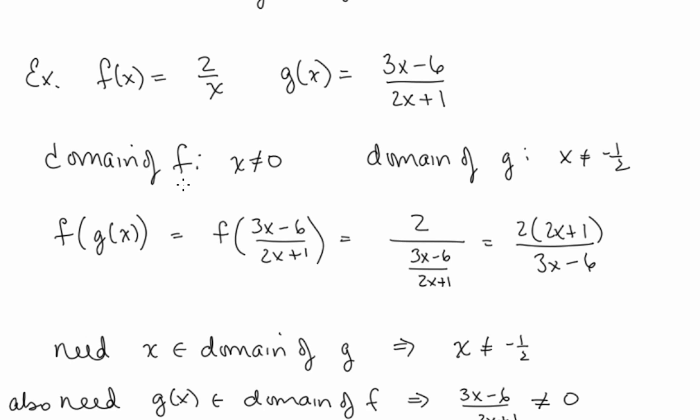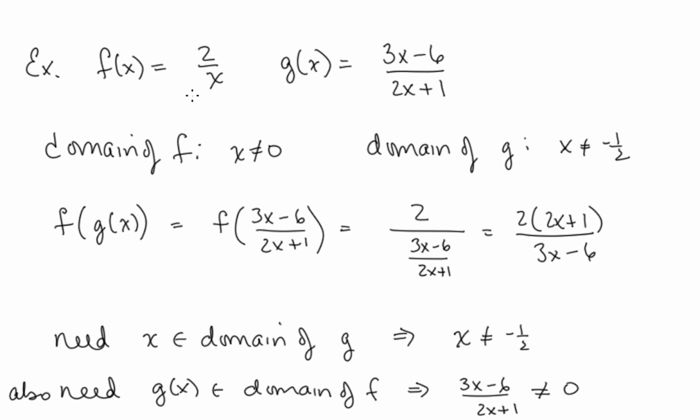Let's take a look at another. F of x is equal to 2 over x. G of x is 3x minus 6 over 2x plus 1. We see the domain of f is x not equal to 0. And the domain of g is x not equal to negative 1/2. The composition f of g has f of 3x minus 6 over 2x plus 1. So that means we're going to take 2 over this. And simplifying, we get 2 times 2x plus 1 over 3x minus 6.